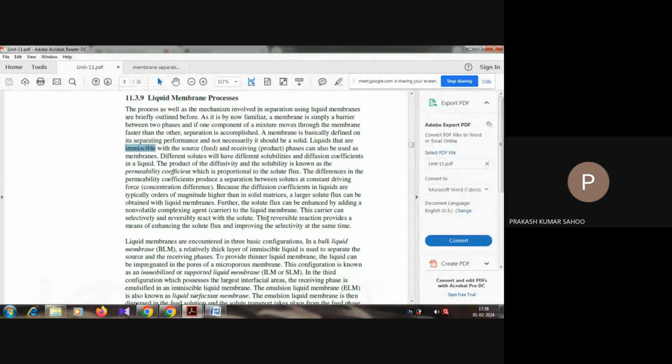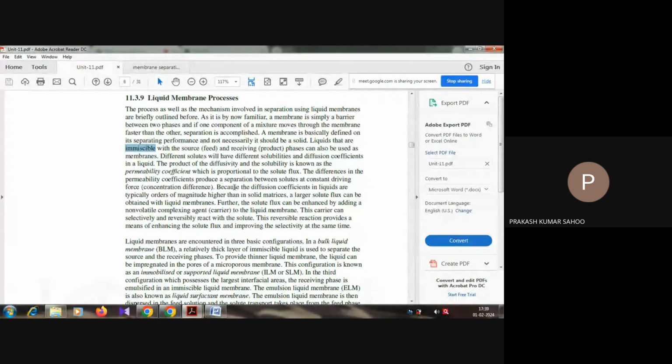So on different factors, this liquid membrane separation process is carried out, and the condition is that the sample must have immiscible liquids like water and oil. These liquids are not miscible, they are immiscible. So how to separate these liquids? We can use the liquid membrane process technique. The product of diffusibility and solubility is known as the permeability coefficient. So just read out these things. What are the different factors there?